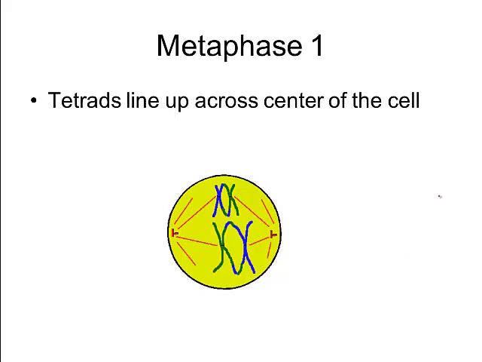Now, once the crossing over event has happened, we move into metaphase. And in metaphase, those tetrads, remember those are our groupings of our homologous chromosomes, are going to line up across the center of the cell. So just like in mitosis, where they line up, they're going to line up as well, but you can see they're still in their tetrad form, so they're still kind of paired up holding hands with their partner.